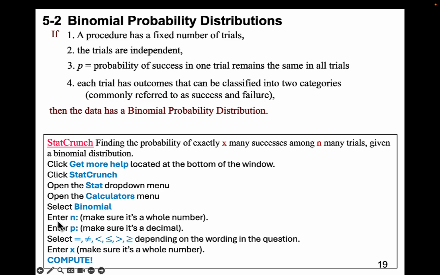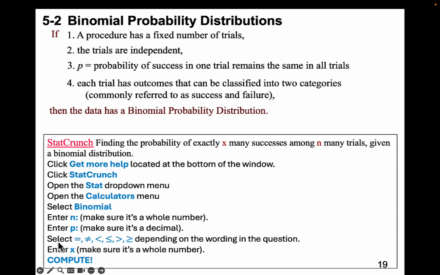It's going to ask us for lowercase n, and we're going to need to make sure we enter that as a whole number. And we know lowercase n is the number of trials. It's going to ask us for lowercase p, that would be the probability of success in one trial. We know that has to be a value between 0 and 1, so make sure to enter it as a decimal. The program does not want us to enter fractions.